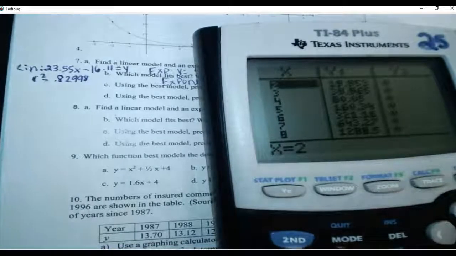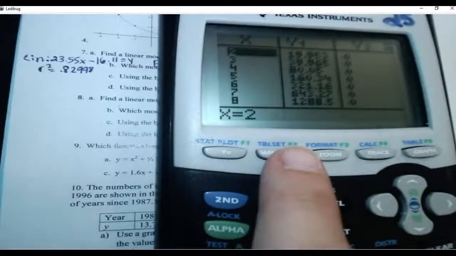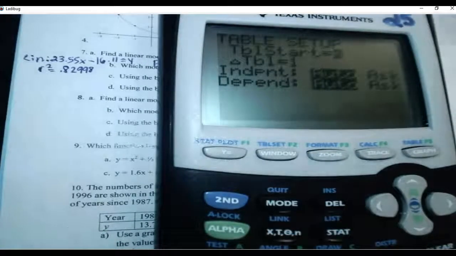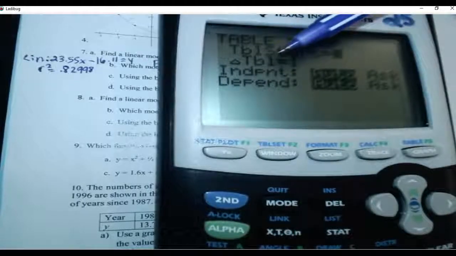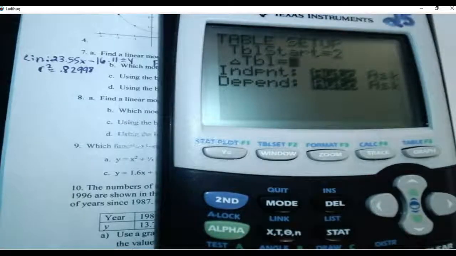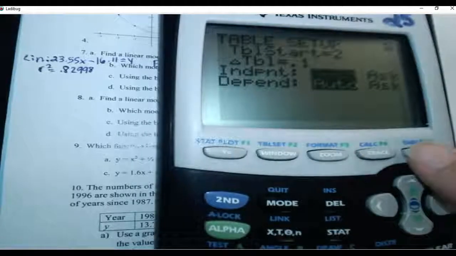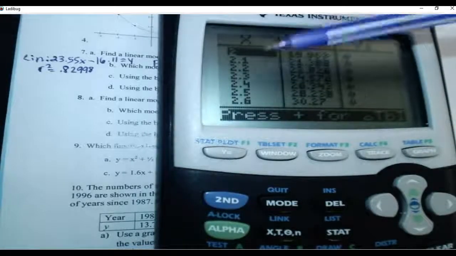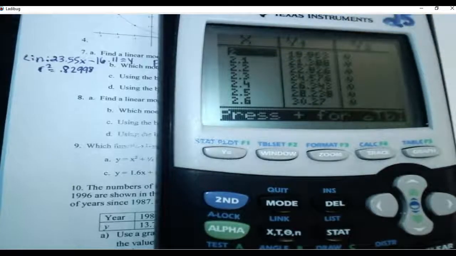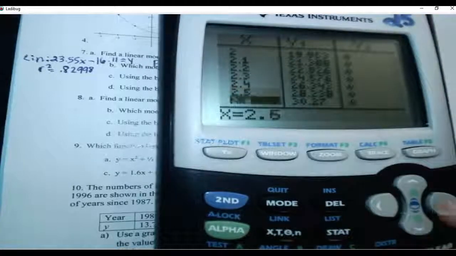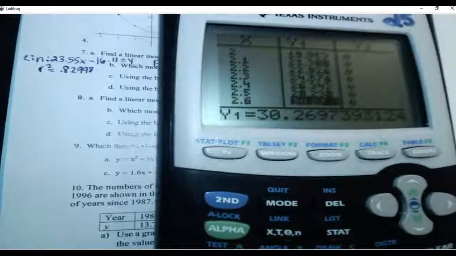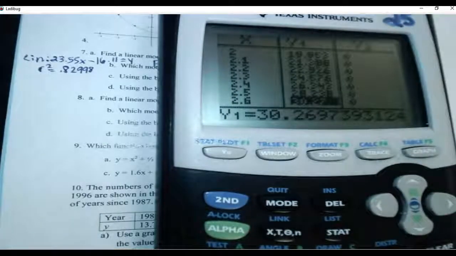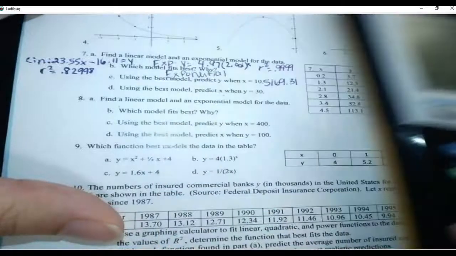You can change that. So if you hit second window, this little triangle table, that is what your table is going up by each time. So I could make it go up by 0.1. And so now instead of going up by ones, if I go to my table, now I see 2.1, 2.2, 2.3. And so then I can see, well, at about 2.6, I'm at pretty much 30. Again, not exact, but pretty close. So I'm going to say 2.6.